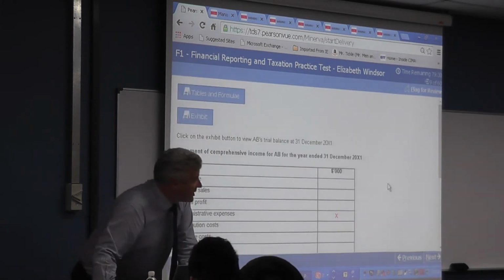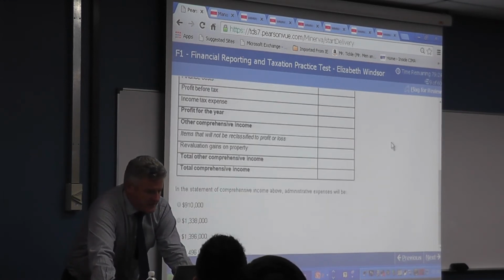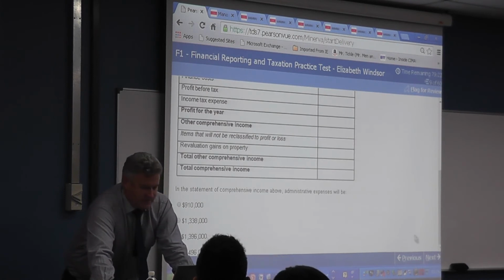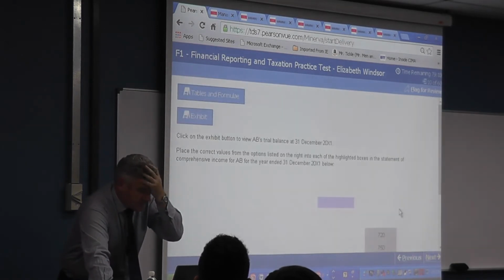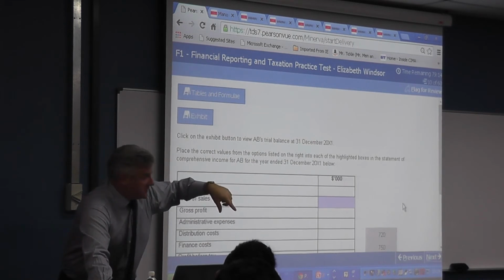All right, another one, same story. There's the AB's trial balance. Same things in there, and there's a number that I need to click, a multiple choice. Okay, and one more that does it again. So this is the last one in this case.